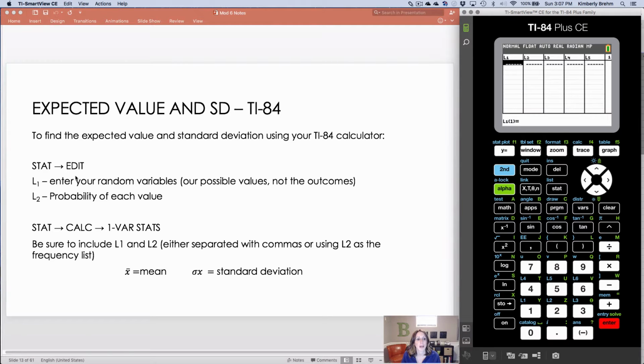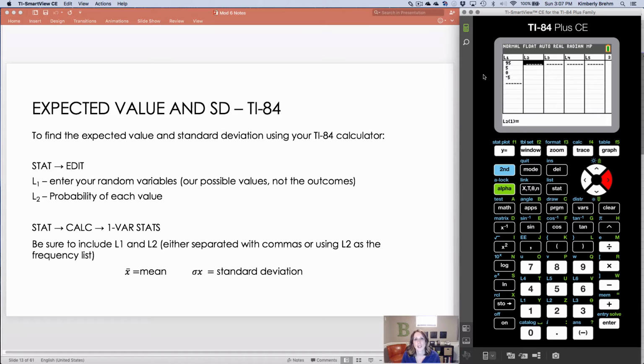Then I'm going to put my random variables or possible values into L1, and then L2 would be the probability of each value. So for our Have a Heart game, that would be the 95, the 5, the 0, and the -5. Those are my outcomes, or possible values. So the outcome was like the ace, or a different ace, or a heart, etc. So it's the possible values, which of course are our x's.